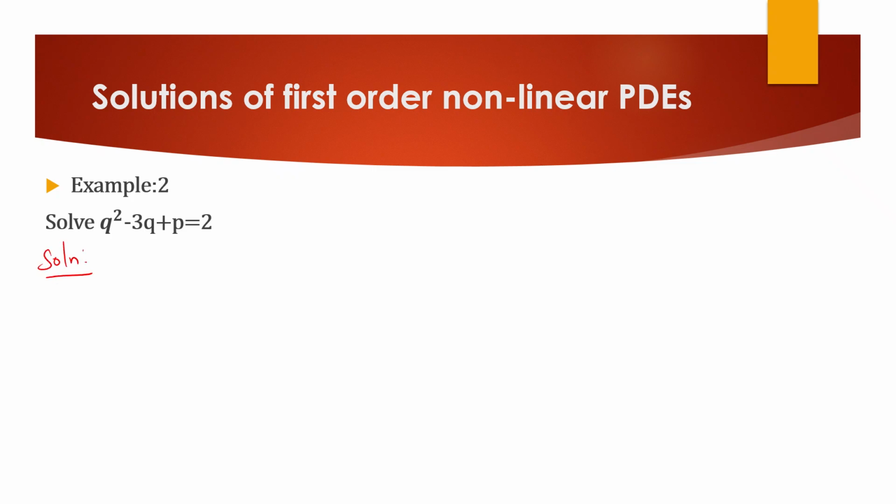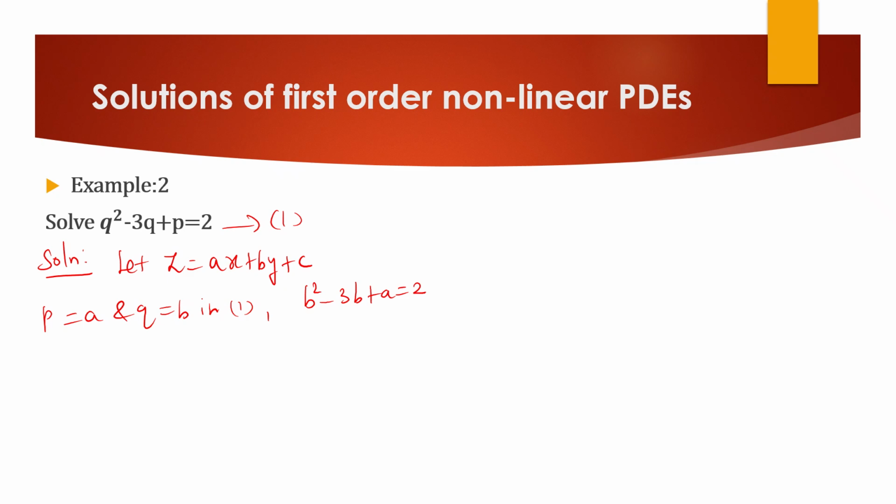So here for the first form of PDE, we assume our solution is z = ax + by + c. Now we have to reduce one constant in this to get our complete solution. For that we replace p as a and q as b in our given equation. So we get b² - 3b + a = 2. From this we write a in terms of b, that is a = 2 - b² + 3b.